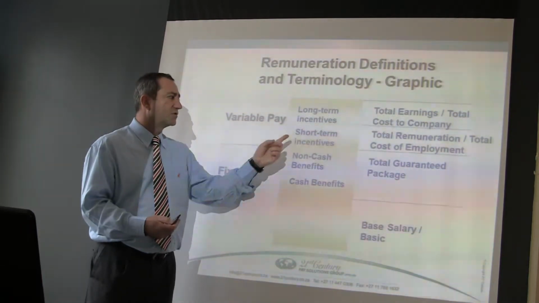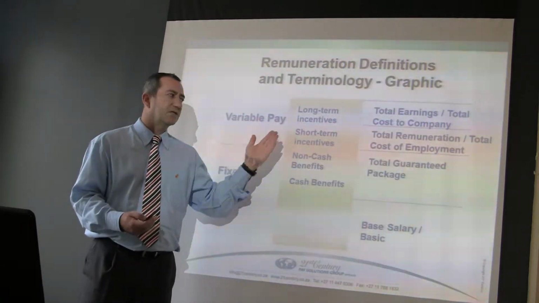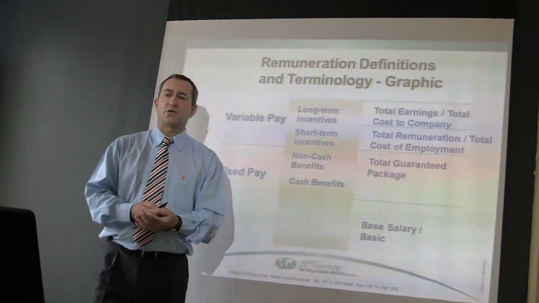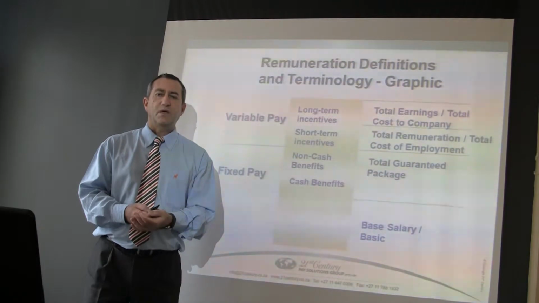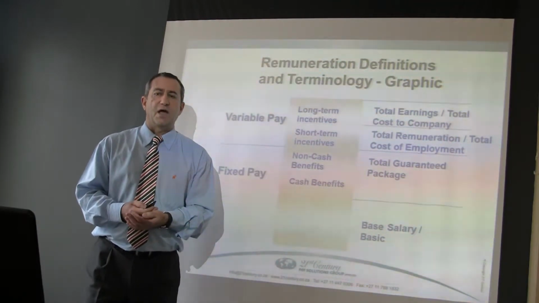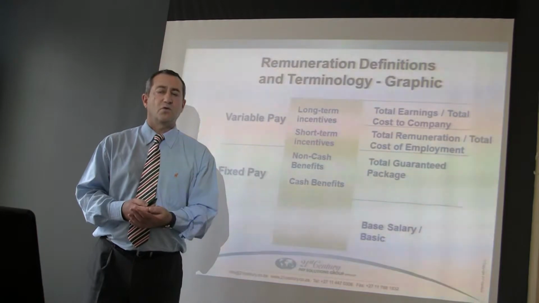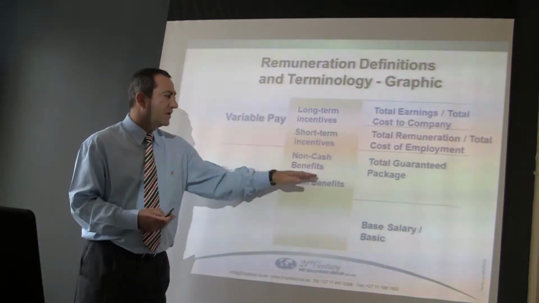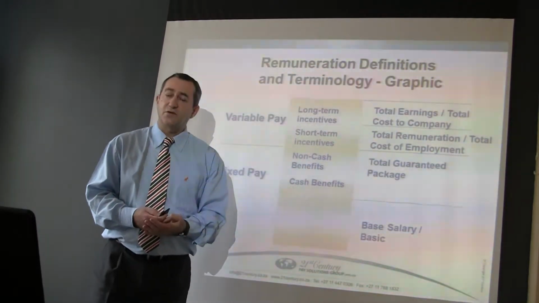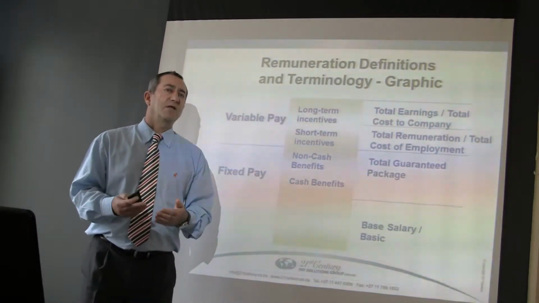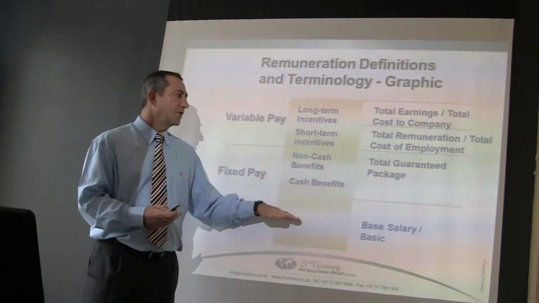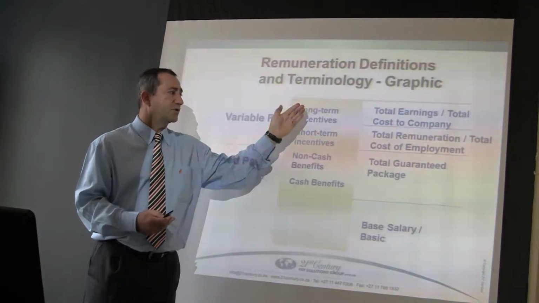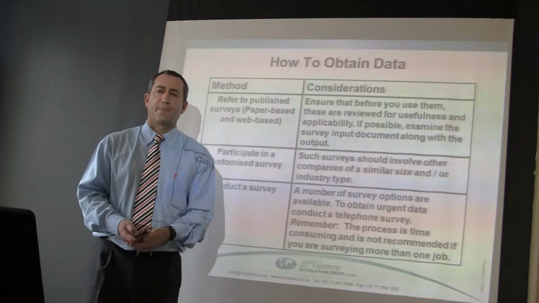If one adds in short-term incentives or bonuses, commissions, things like that, then we call that total remuneration or the total cost of employment. Add in long-term incentives, and we refer to that as total earnings or total cost to company. So please be sure that you are clear on which level you are designing your salary structure for, and typically the higher up in the organization you go, the more cognizant we need to be of the variable pay, the short-term and the long-term incentives.